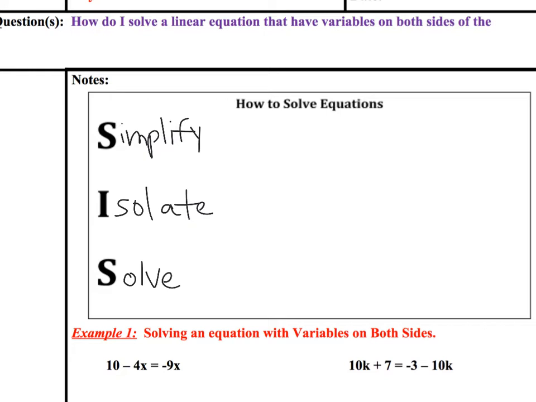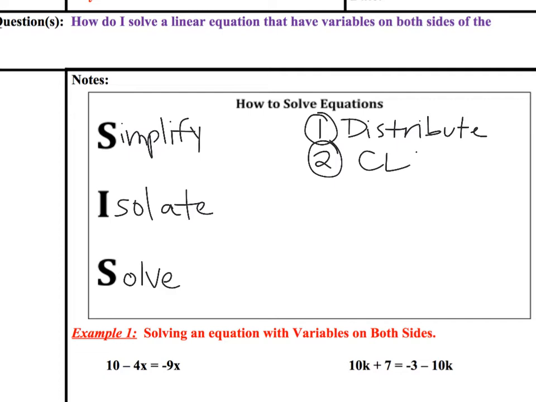When we simplify, what's the first thing we do, guys? What is it? Distribute, and then combine like terms. We want to distribute first. If you don't have distribution, then you can go to combining like terms. I'll just put CLT, combine like terms.